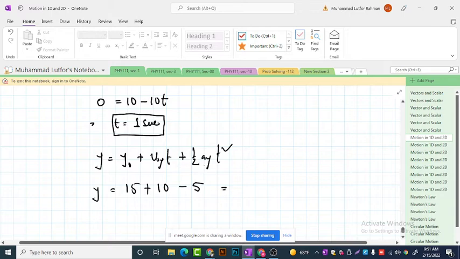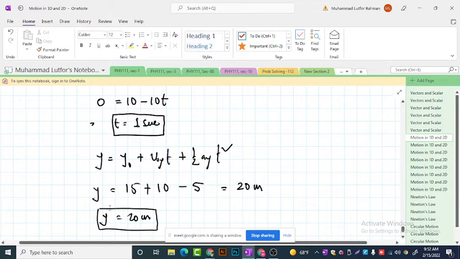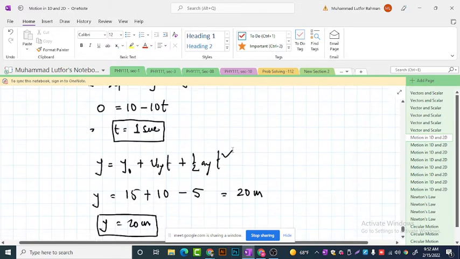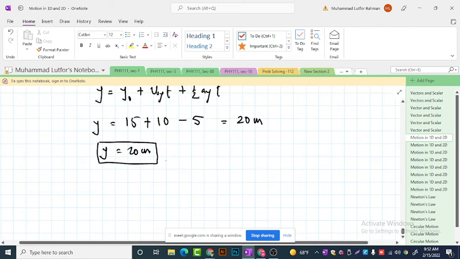Because a_y is minus 10, so minus 10 divided by 2 is minus 5, and t equal to 1 second I find out. I just plug in the value of t. Then I will find out it will be basically 20 meters. So that means it will go 20 meters from the surface of the ground, but from the top of the building it will travel 5 meters because your initial height was 15 meters, right? Yes, sir. Fine. So this will be the answer of question number 1.